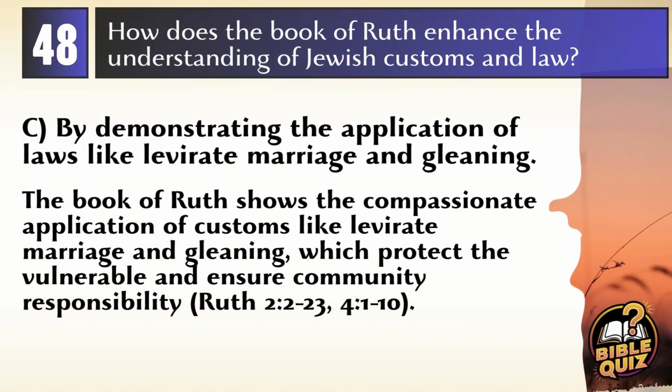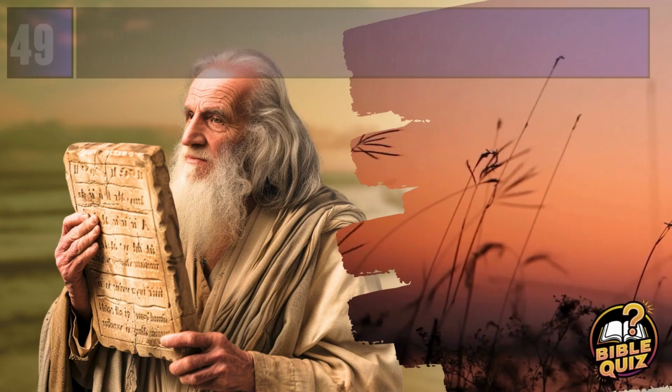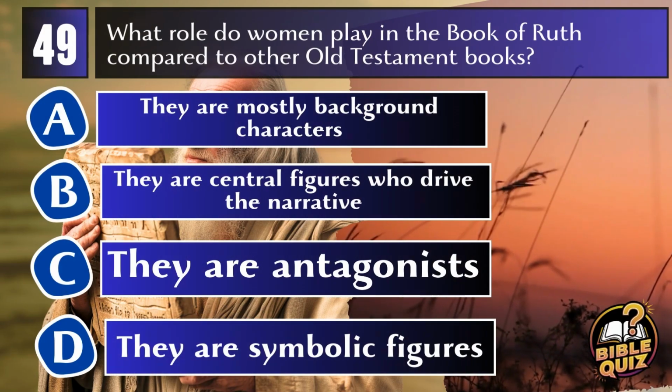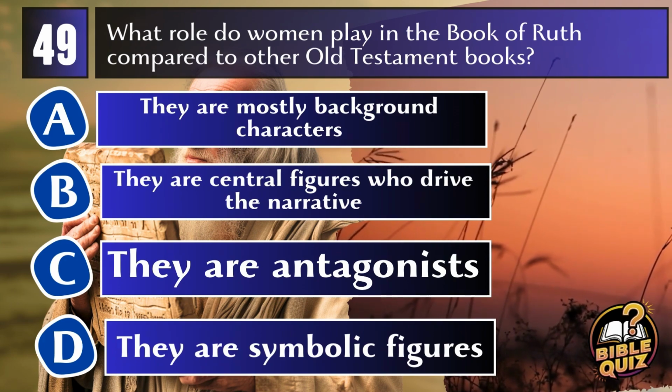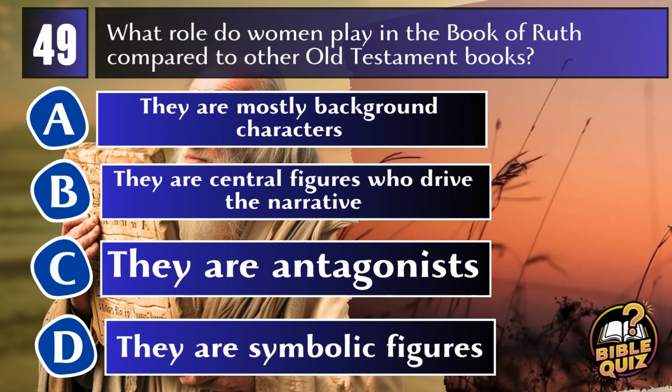Answer: C. By demonstrating the application of laws like levirate marriage and gleaning. The Book of Ruth enhances understanding of Jewish customs and law by showing their compassionate application, such as levirate marriage and gleaning, which protect the vulnerable and ensure community responsibility. Ruth 2:2-23, 4:1-10. Question 49. What role do women play in the Book of Ruth compared to other Old Testament books?